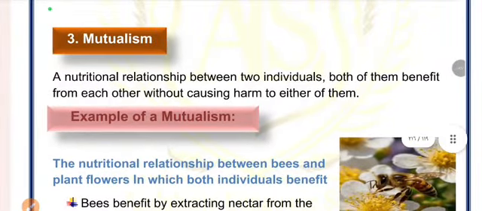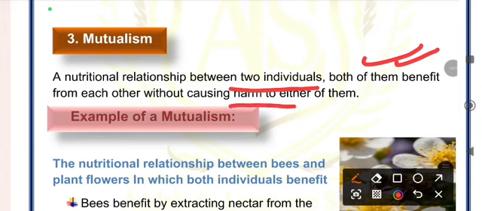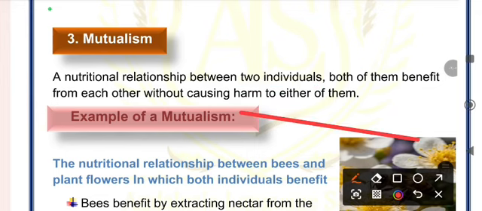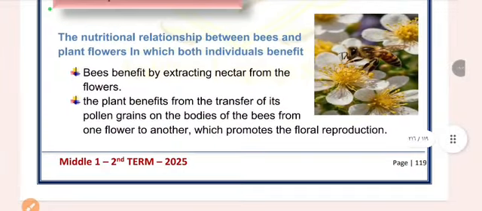Let's talk about mutualism. The third relationship. Mutualism means a beneficial relationship between two individuals. Both of them benefit without any harm to each other. The two organisms here benefit from each other, like the relationship between bee and flower.